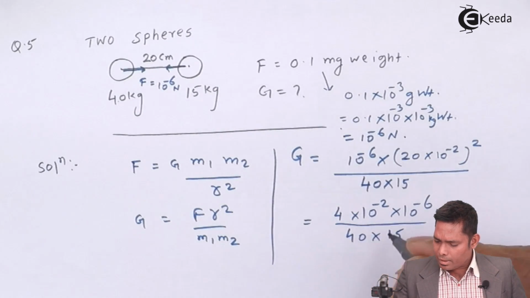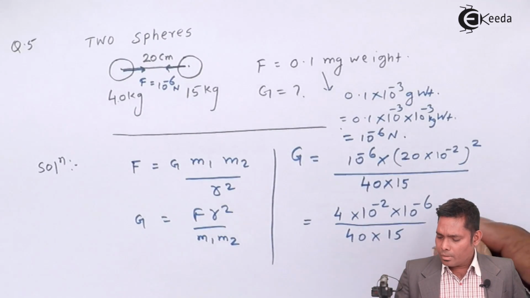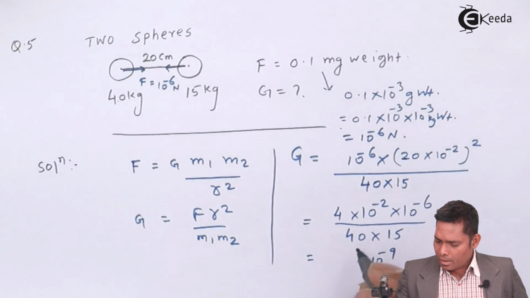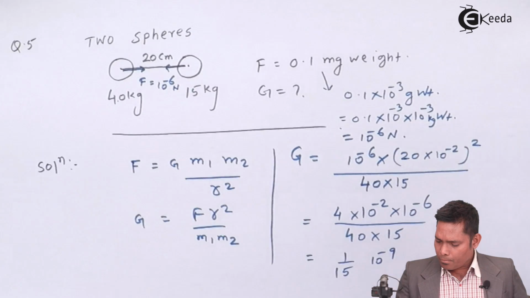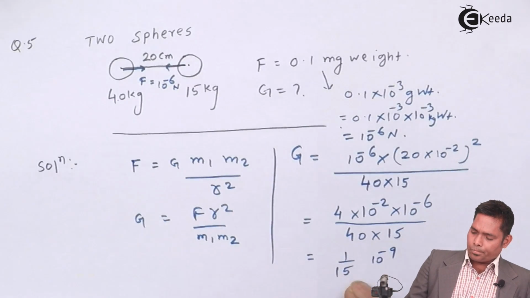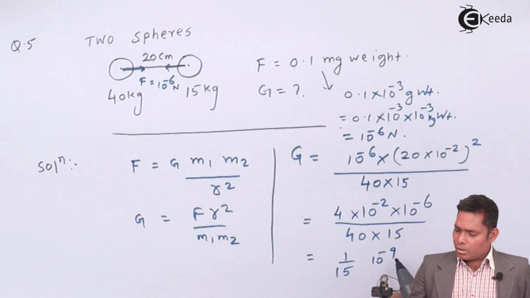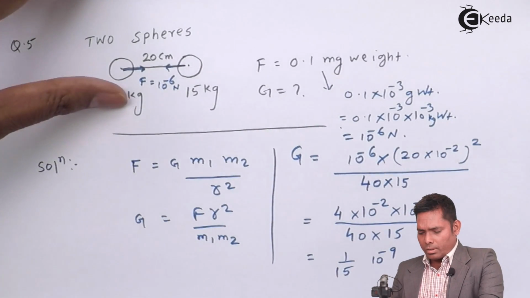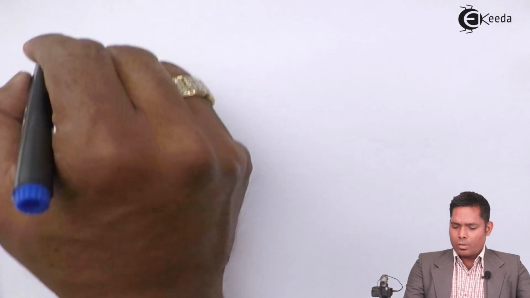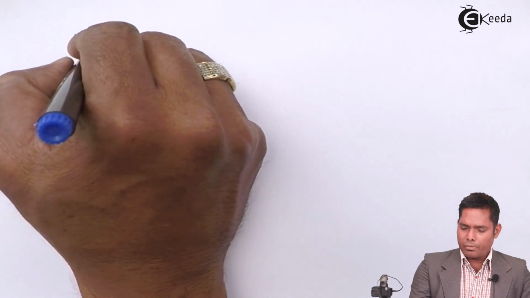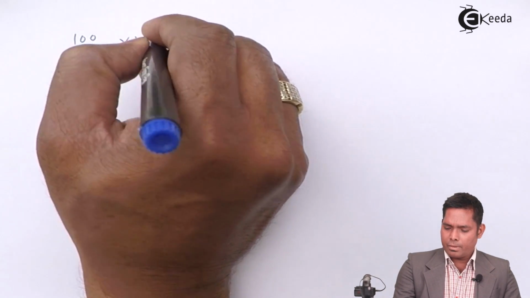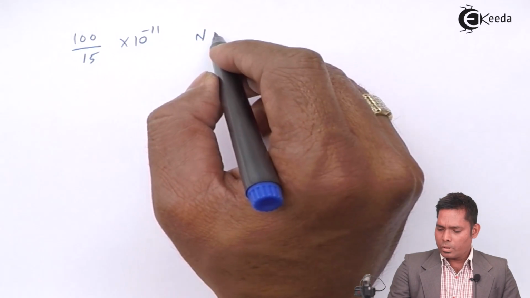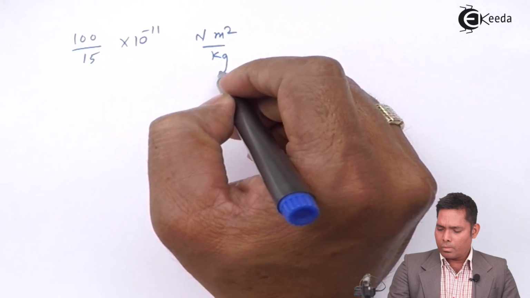4 will cancel, 10 goes off, minus 3, minus 9. So it is 10 to the power minus 9, and this is 1 divided by 15. If I put 100 here, then this will be minus 11. So you can solve this. This will be 100 divided by 15 and 10 to the power minus 11 Newton meter square over kg square, this will be the unit.